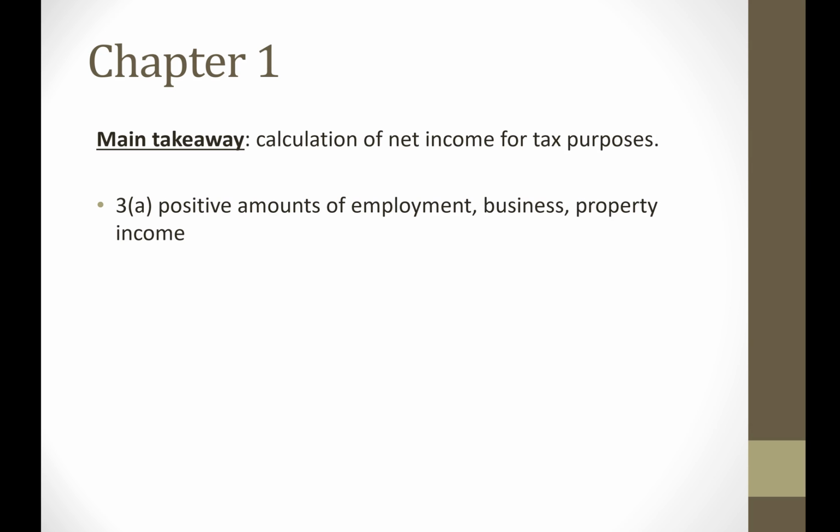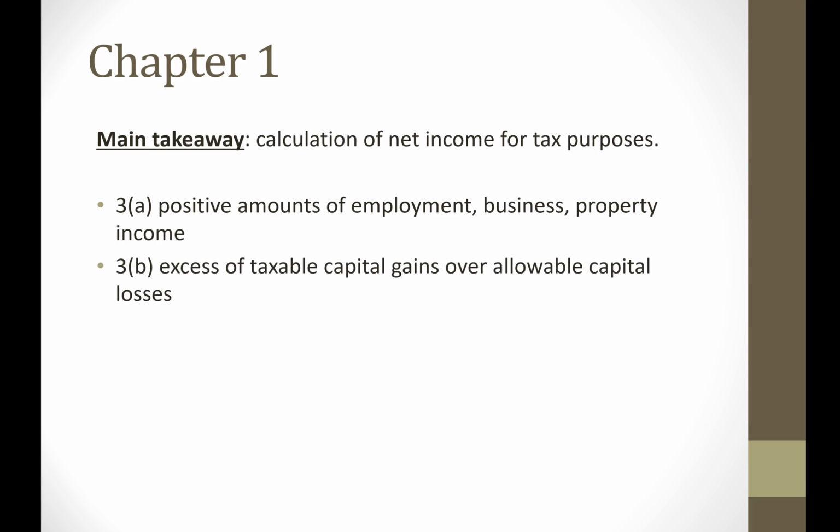We start off with 3A. 3A includes positive amounts of employment, business, and property income. Now remember, only positive amounts are included in 3A. Examples of property income might be rental income, perhaps interest income. After we calculate 3A, we go to 3B.